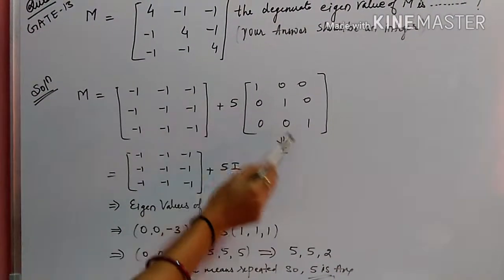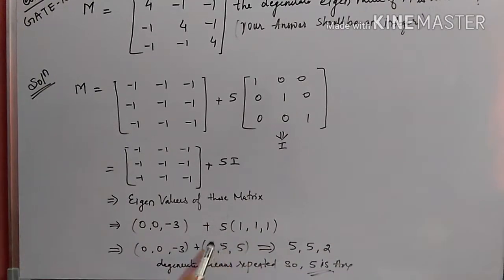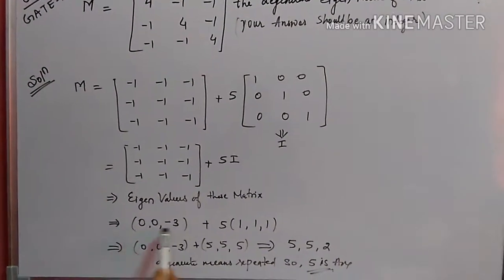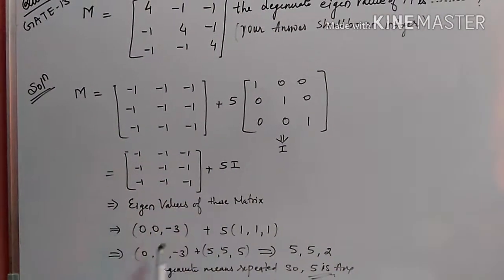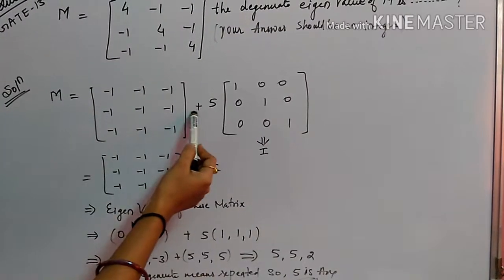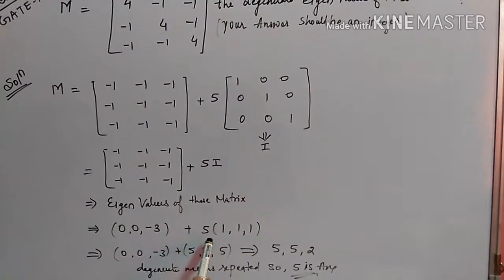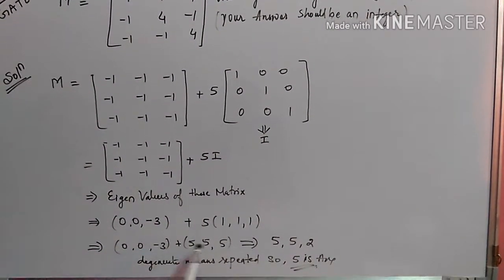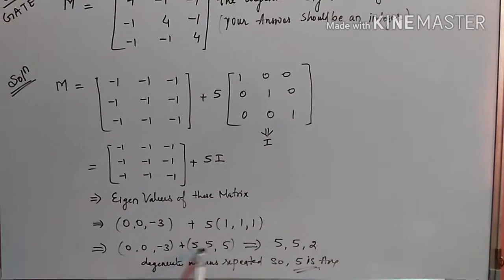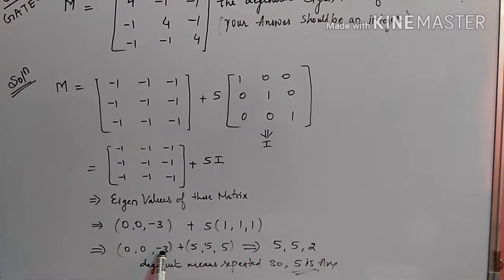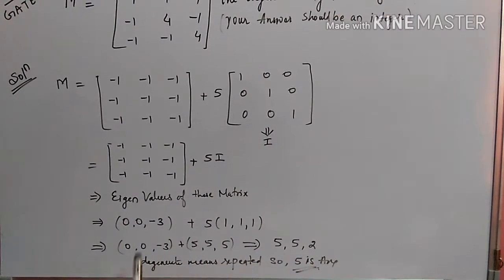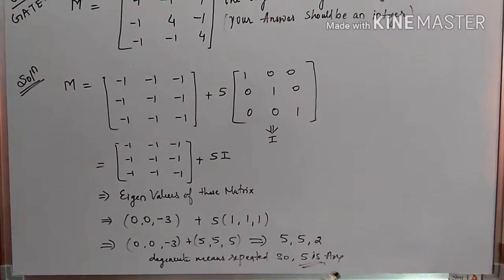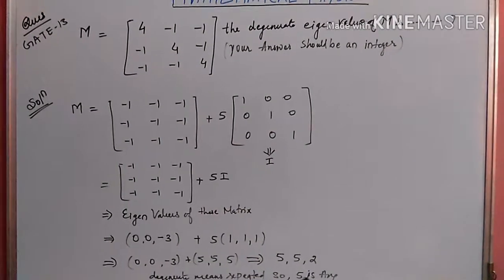And from this you know that the identity matrix has all the elements 1, 1, 1. Taking 5 as common in this and on adding, you finally get this matrix. So you get the eigenvalues from these two matrices: 0, 0, minus 3. You are adding this, so you have to put a plus sign here, and 5, 1, 1, 1 are the eigenvalues of this identity matrix part. So on adding, 0 plus 5 you get 5, 0 plus 5 you get 5, minus 3 plus 5 you get plus 2. The question is the degenerate eigenvalue. Degenerate means repeated. So 5 is the answer and it must be an integer. So this one is the correct answer.